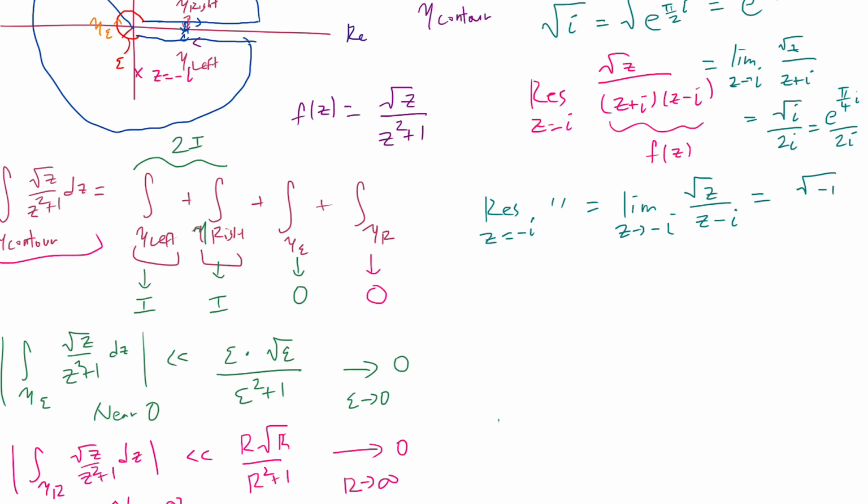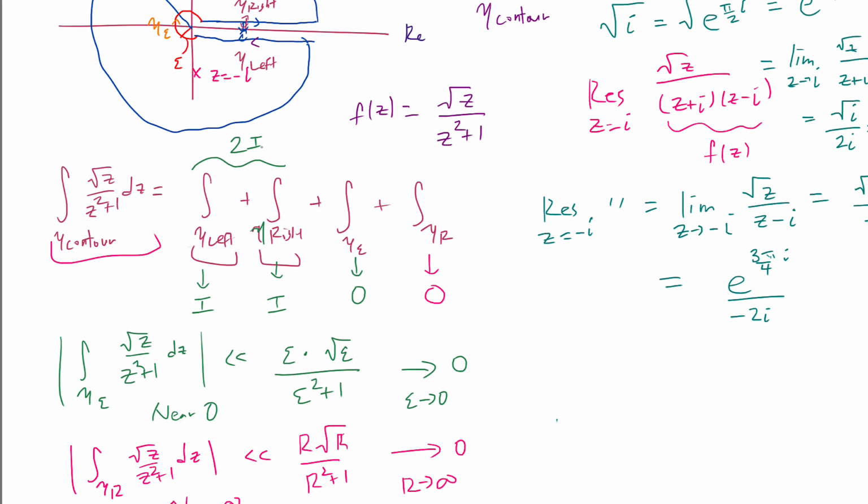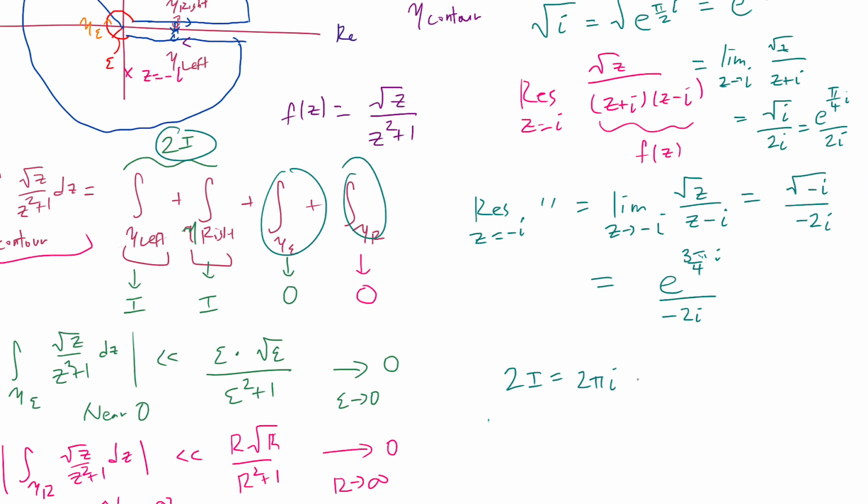So this is square root of minus i divided by minus 2i. And minus i is e to the 3 pi over 2i, right? So this is 3 pi over 4i now, divided by minus 2i. So to wrap everything up, what we get here is you have 2i here, this goes to 0, this goes to 0, and this thing is 2 pi i times the residue. So we get 2i is equal to 2 pi i times the sum of the residues by the residue theorem, and that's e to the pi over 4i over 2i minus e to the 3 pi over 4i over 2i.